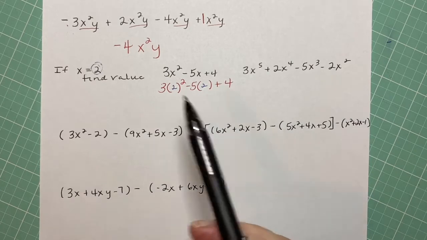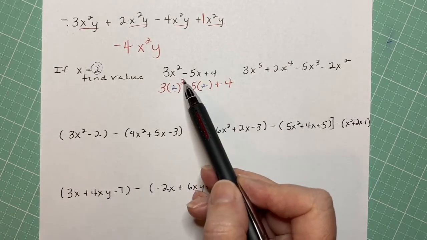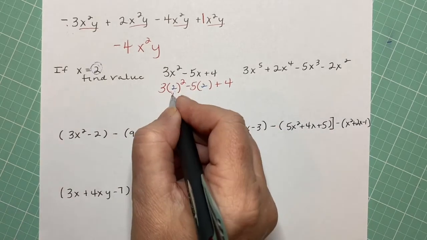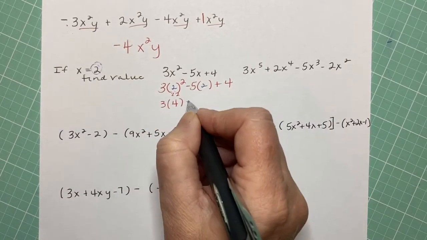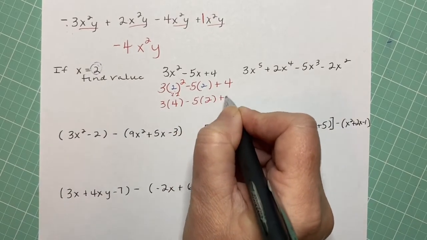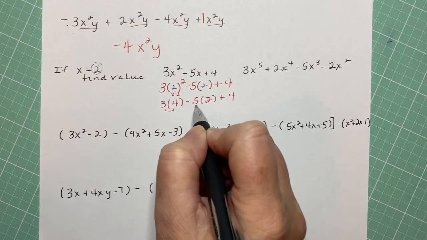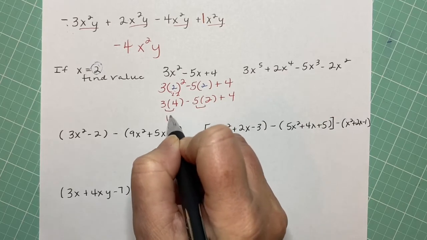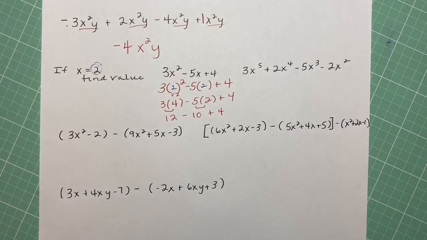Now we have to think back to chapter 1 with order of operations, which always tells us to do our exponent first. So 2 squared is really 2 times 2 or 4. So this becomes a 3 times 4 minus a 5 times 2 plus 4. So parentheses first, but there weren't any exponents. And next we multiply. So I'm going to multiply here and here. So 3 times 4 is 12. 5 times 2 is 10. And then your plus 4.